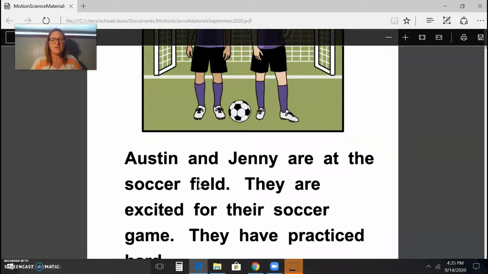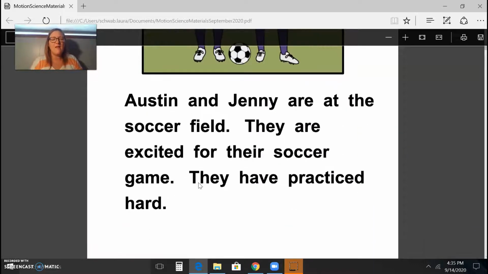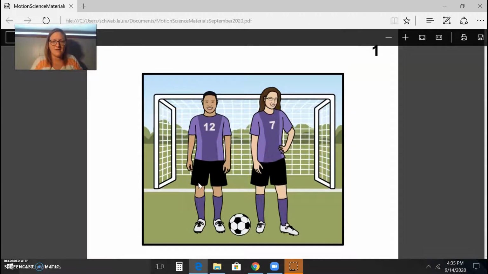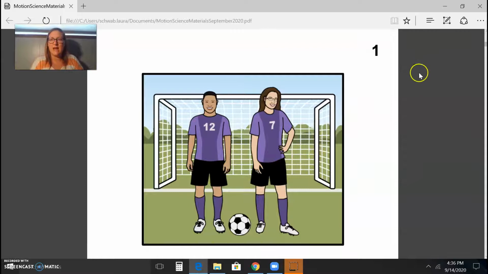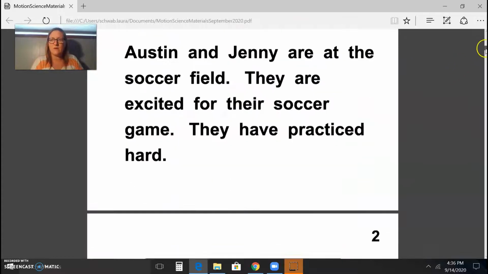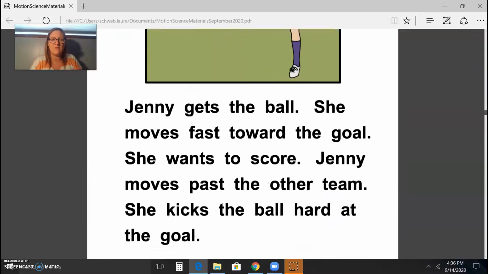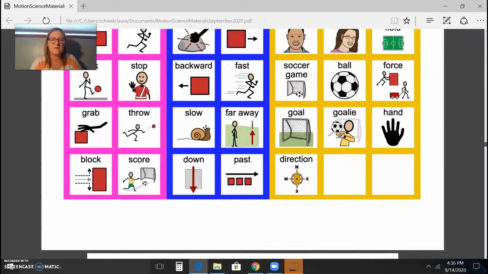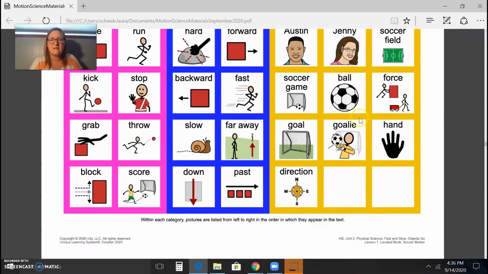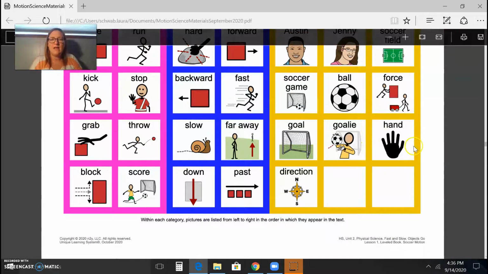Austin and Jenny are at the soccer field. They are excited for the soccer game. They have practiced hard. What sport are they playing? They're playing soccer. Can we find soccer on our board, or can we find the soccer ball on our boards? So then have them maybe hold that up. You can ask one of the students to find the ball. And so just kind of progressing through the story like that.